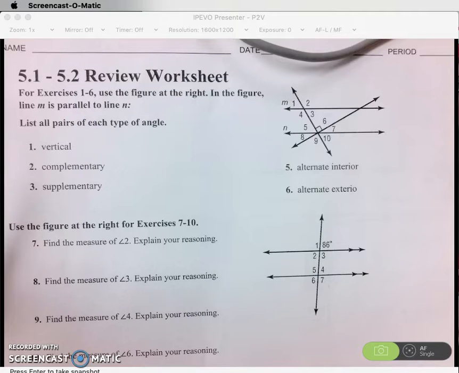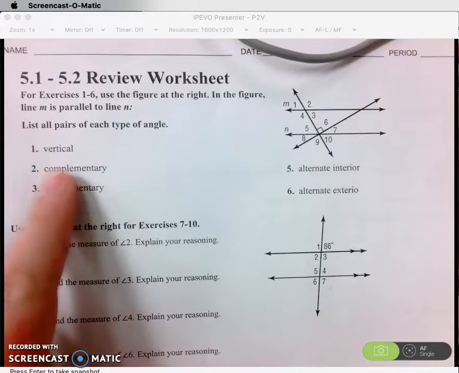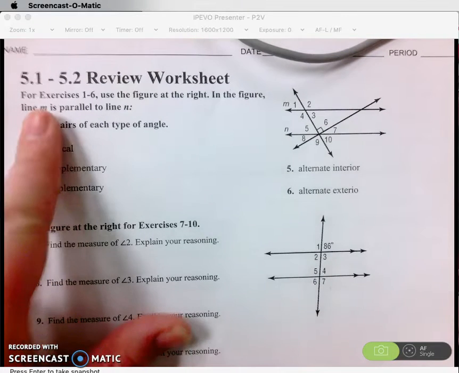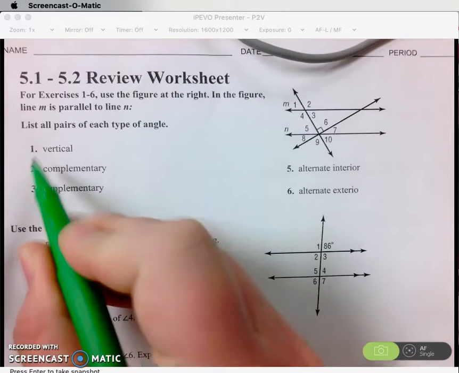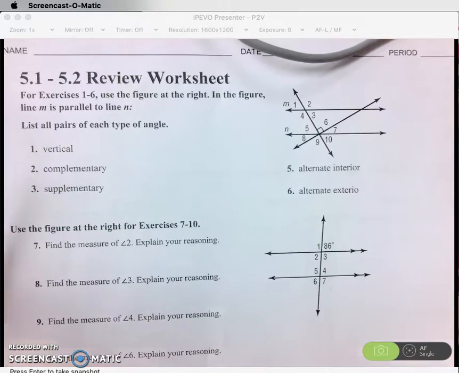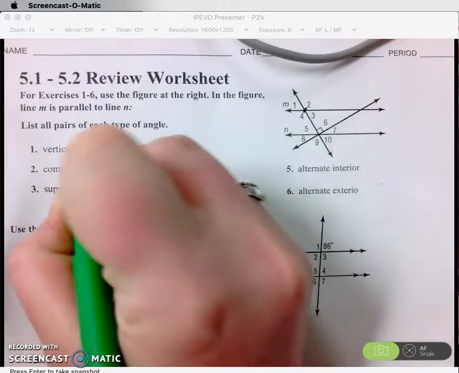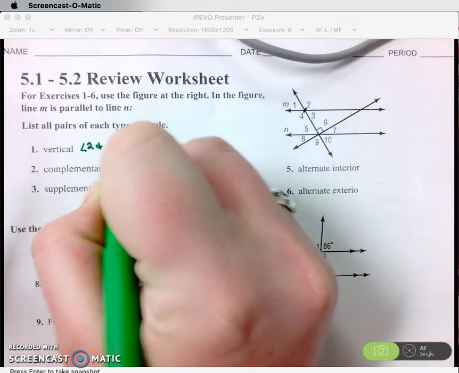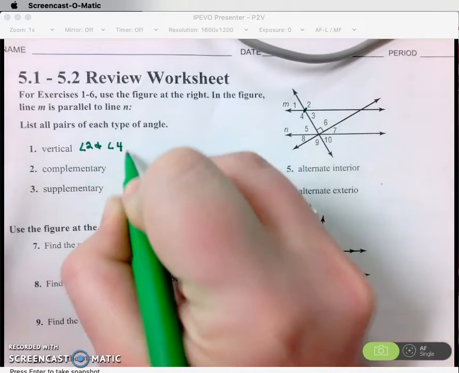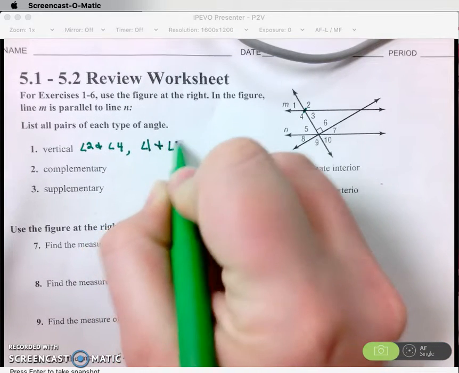Good morning. We are going to be going through the 5.1, 5.2 review worksheets. So for 1 through 6, you have to list all pairs of each type of angle. Vertical angles are across a vertex. So something like this, remember. We would say angle 2 and angle 4, comma, angle 1 and angle 3.